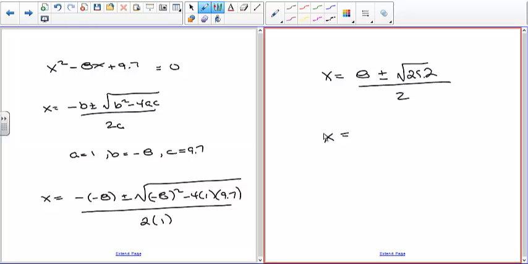So 8 plus the square root of 25.2, the whole thing divided by 2, I get 6.51, and 8 minus the square root of 25.2 divided by 2, which is 1.49.